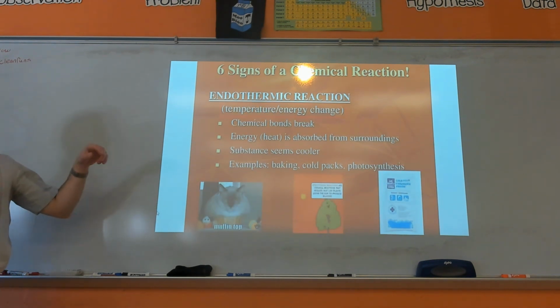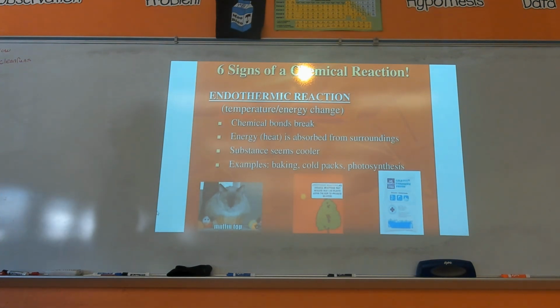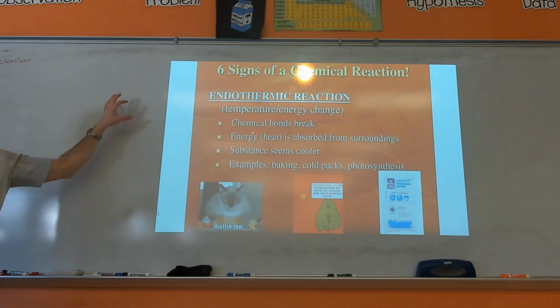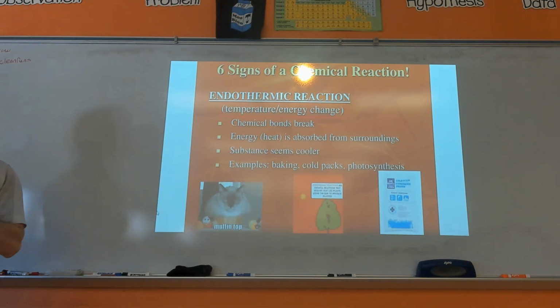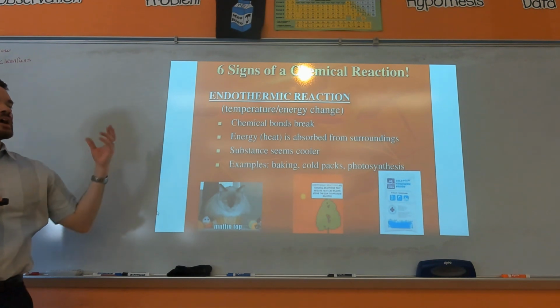The third would be, and this is kind of lumped underneath temperature or energy change, something called an endothermic reaction. We're going to talk more about endothermic reactions at the very last unit of the year. But basically, in an endothermic reaction, we're breaking bonds, and we're using the energy from the environment, the heat from the environment, to break those bonds. And because we had to use energy from the environment to break those bonds, that's going to make the substance become cooler.